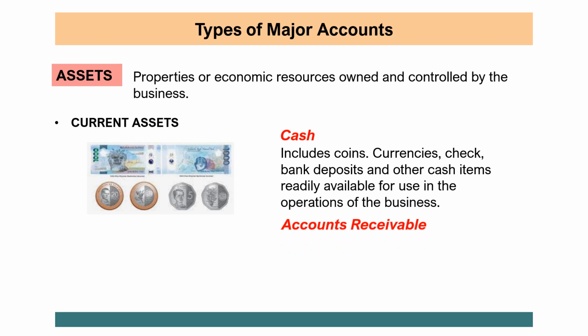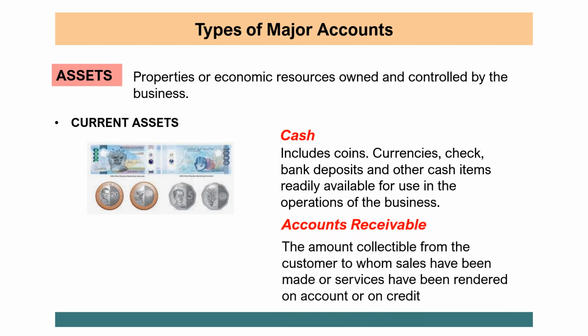What else? We also have accounts receivable. What is accounts receivable? This is the amount collectible from the customer to whom sales have been made or services have been rendered on account or on credit. So when you rendered a service and your client did not pay you yet the amount of service, then that's your accounts receivable.